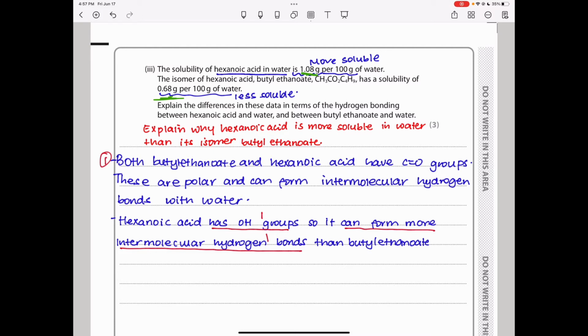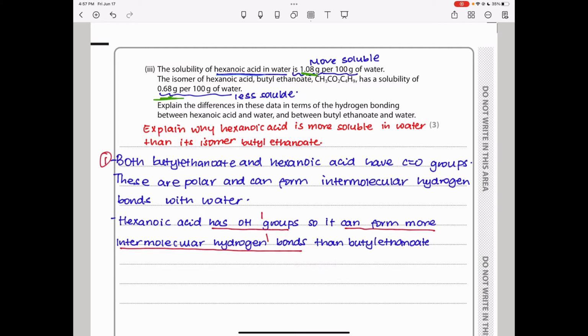So here we can see that both butyl ethanoate and hexanoic acid, of course, have this carbonyl group, and that carbonyl group is actually polar. Because it's polar, it has a lone pair that can be used in the formation of intermolecular hydrogen bonds with water molecules. Hexanoic acid also has OH groups. Because of this OH group, it can form more intermolecular hydrogen bonds, and this is going to be the reason why one is more soluble than the other.